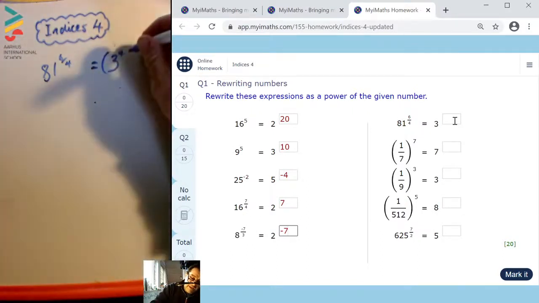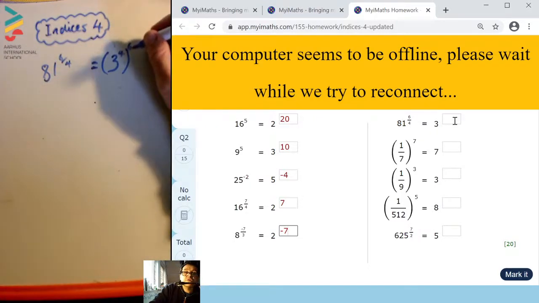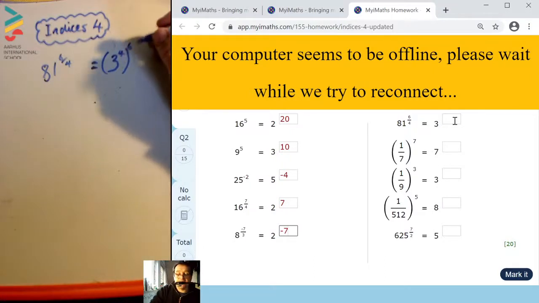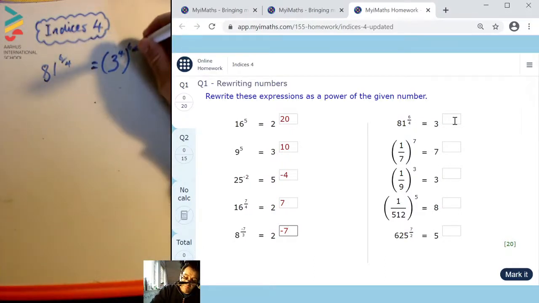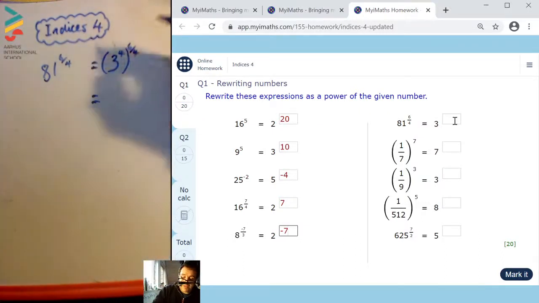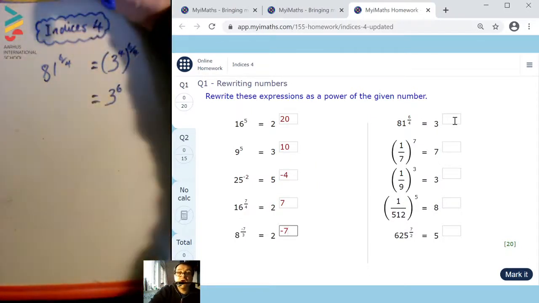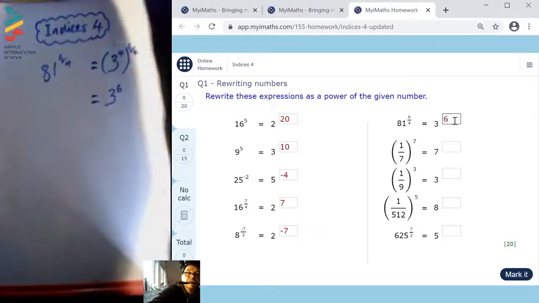So instead of 81 to the power of 6 over 4, I've got 3 to the power of 4 to the power of 6 over 4. And once again the rule is multiply the powers, and once again this question has been constructed in such a way that something cancels out, because we've got a times 4 here and a divide by 4 here, so they're cancelling each other out, giving you just 3 to the power of 6. So I'll just put a 6 in there.